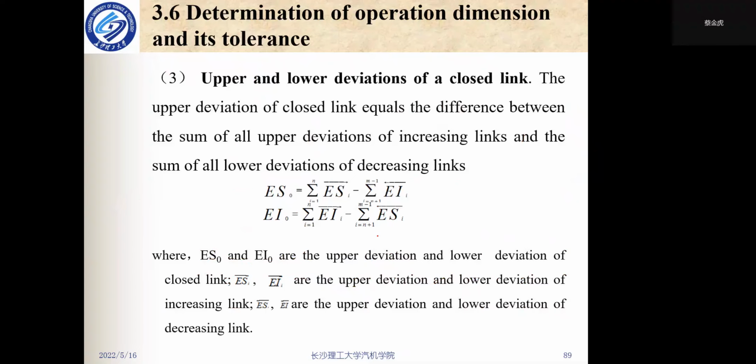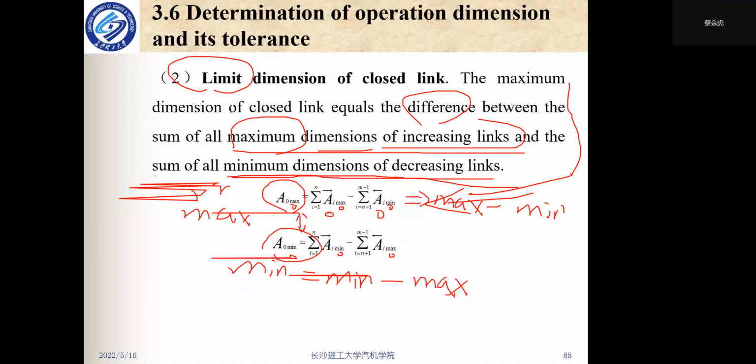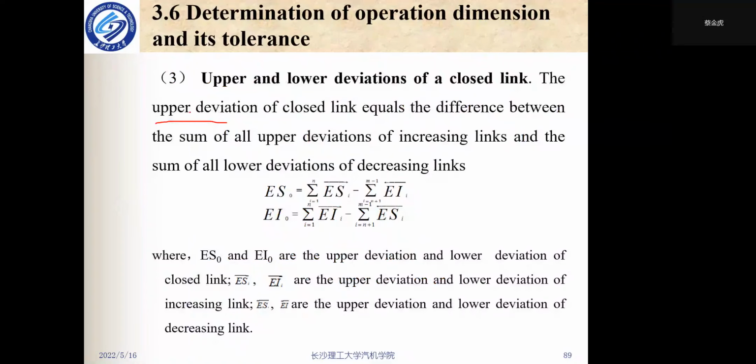Then we have the upper and lower deviation of closed link. The upper deviation, we have named the maximum dimension. Then we name the upper deviation of closed link equals to the difference between the sum of all upper deviations of increasing links and the sum of all lower deviations of decreasing links.